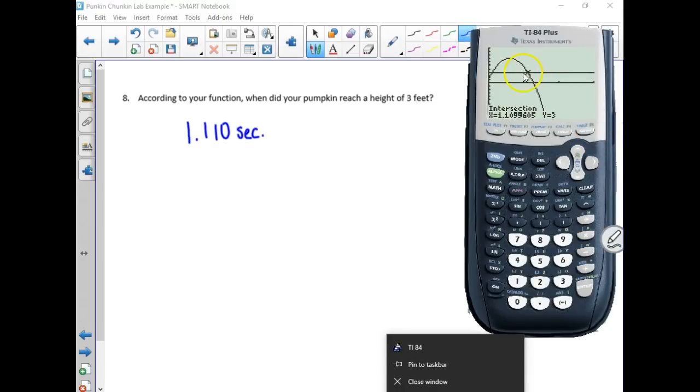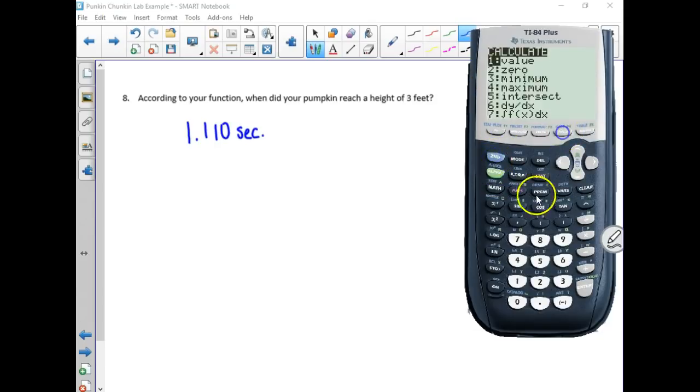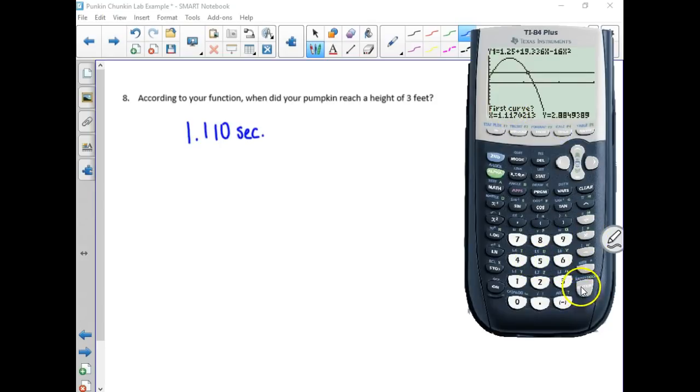Okay. Now, this is only one of the times that it's 3 feet. The pumpkin is at 3 feet on the way up and on the way down. So I need to do this process again. Second trace, number 5 for intersection. First curve, second curve, just hit enter. When it says guess, you need to move your little spider over here to the left side and hit enter. And this time I get 0.099 seconds. So there should be 2 answers to this problem, once on the way up, once on the way down. Again, if your pumpkin did not go at least 3 feet, change the problem so that you can still answer this part.